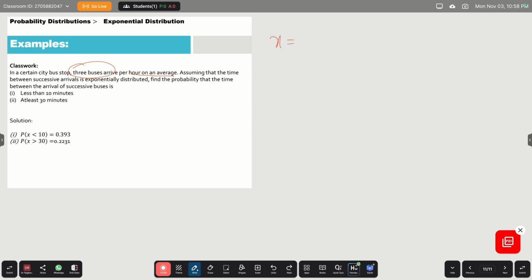So x is not the number of buses here. It is the time between 2 successive buses. So 3 buses in 1 hour means that 20 minutes will be the time between 2 buses. Total is 60 minutes, and 3 buses are coming, so every 20 minutes you are getting a bus. So here the mean is 20 minutes, which means lambda is 1 divided by 20.